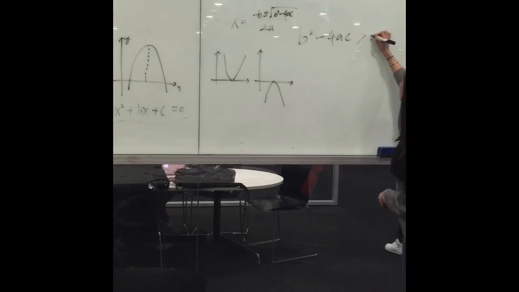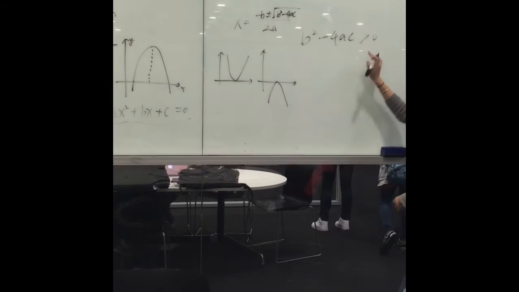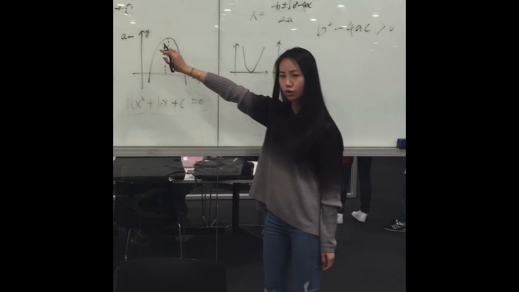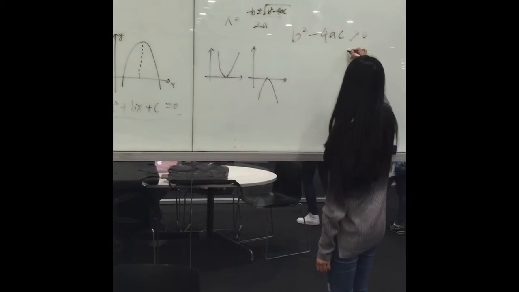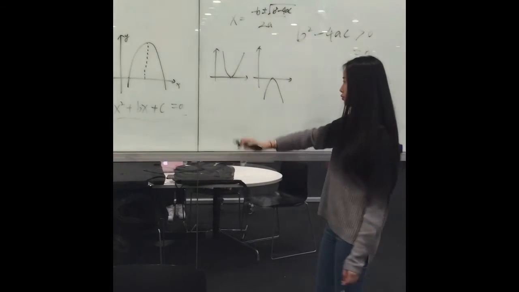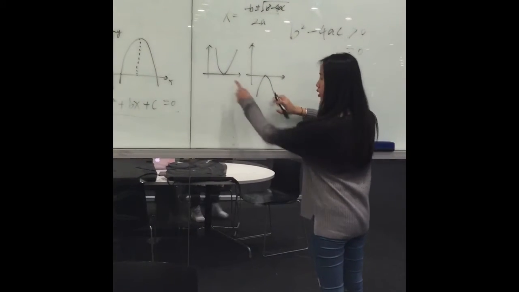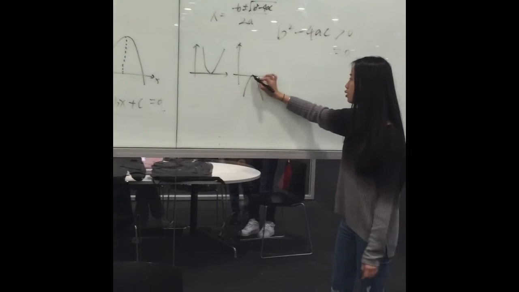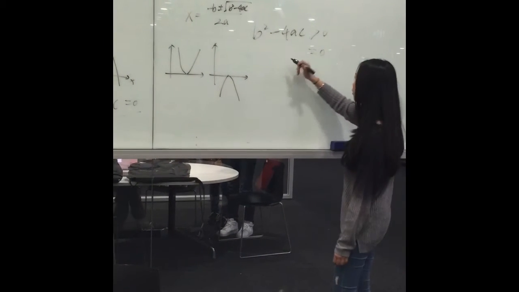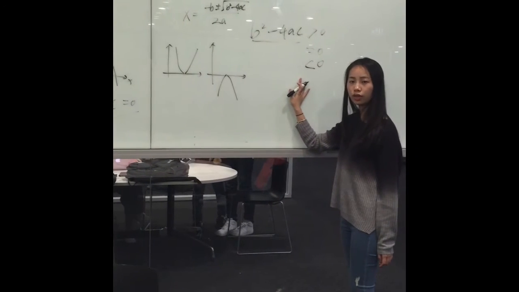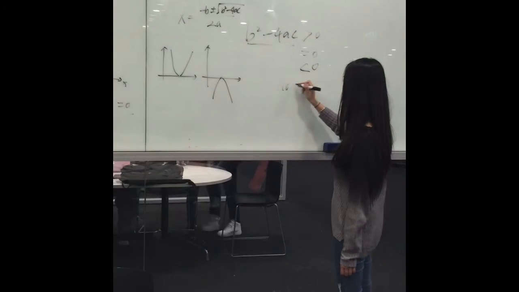If this one is greater than 0, then we have two solutions of this equation. If this one is equal to 0, then we only have one solution, like these two types. This one is the minimum point, and this one is the maximum point. If this one is less than 0, then we have no solutions.